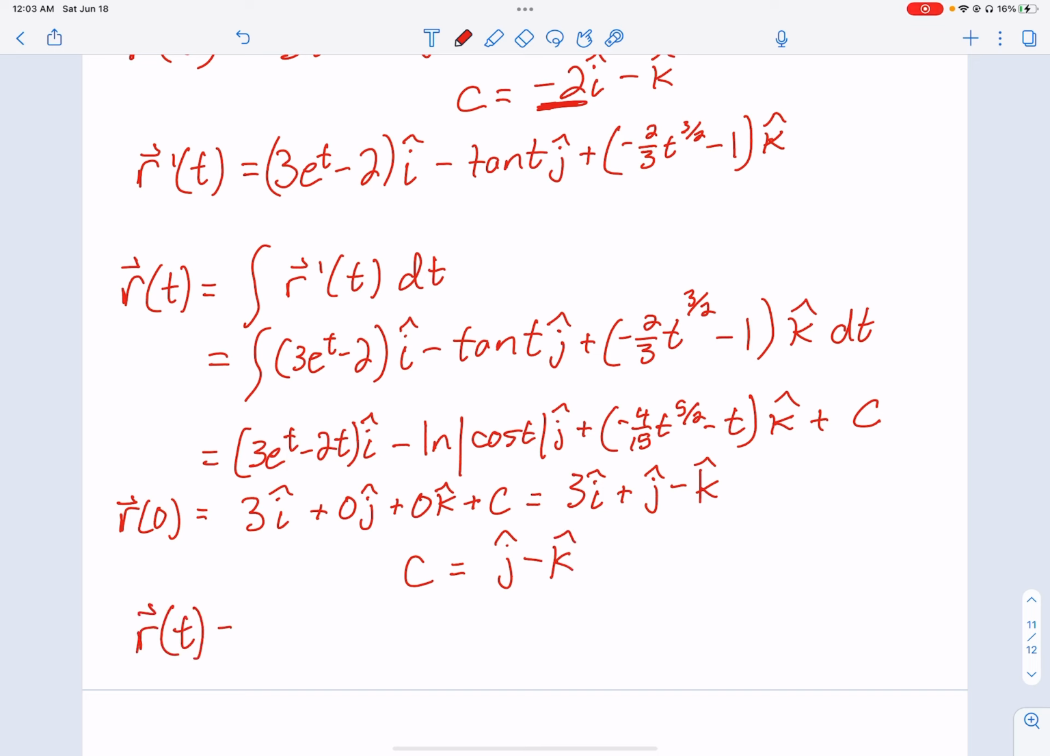r of t is equal to, and we just plug the j and the k into those spots. So we get 3e to the t minus 2t i. Then we had to add a plus j in, so this is going to be a plus negative ln. It's still silly. Let's throw the 1 up front, actually. Let's just do that. 1 minus ln. That looks much better. Cosine t j. And then we're going to put a minus 1 in the k component. 4 over 15 t to the 5 over 2 minus t minus 1 k.